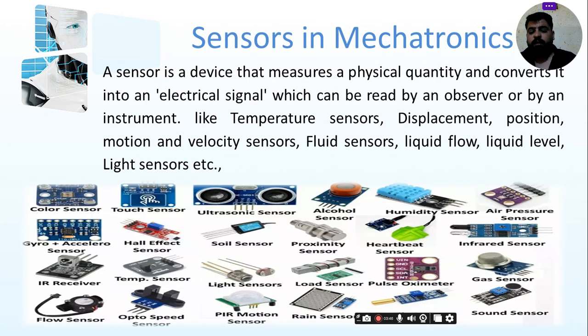Now, what are sensors? Let's define the sensor. A sensor is a device that measures a physical quantity like temperature, position, or light, and converts it into an electrical signal. That signal can be read by an observer or an instrument such as a computer or display. The key point is the purpose of sensors. Sensors act as the senses of a mechatronic system, just like eyes, ears, and skin in a human. They gather information from the environment or the system itself.